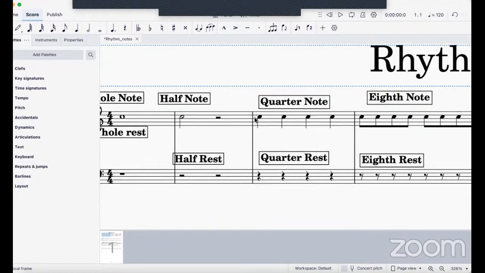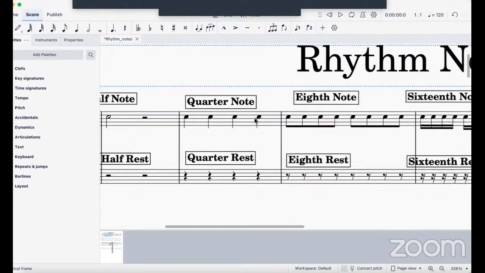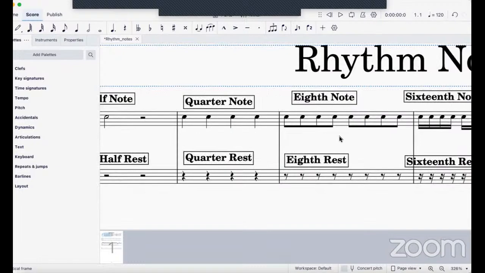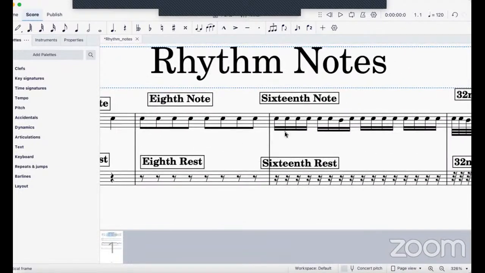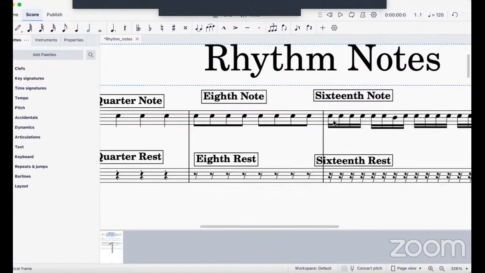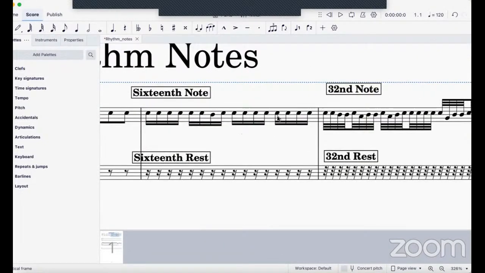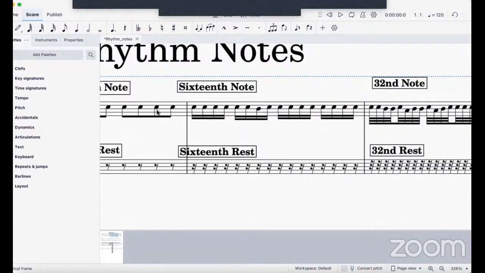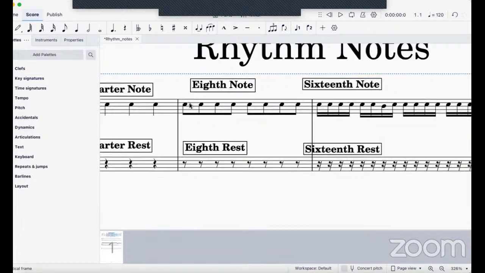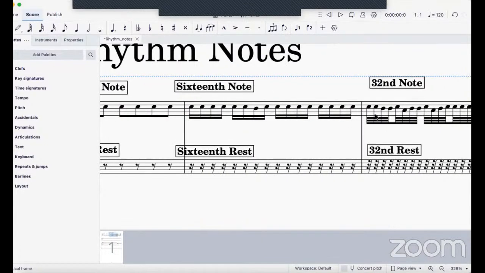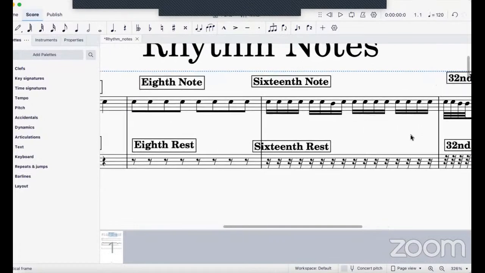One half note is equal to 2 quarter notes. One quarter note is equal to 2 eighth notes. One eighth note is equal to 2 16th notes. One quarter note is equal to 4 16th notes. One 16th note is equal to 2 32nd notes. One eighth note is equal to 4 32nd notes. One quarter note is equal to 16 32nd notes.